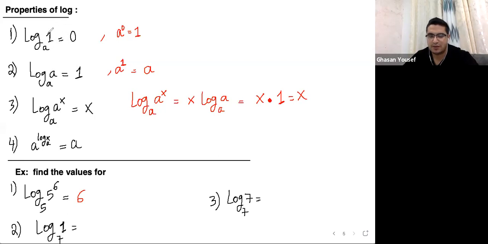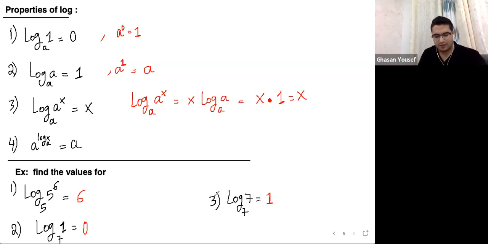Zero, always. The logarithm of 1 is always 0. So the logarithm of 1 to the base 7 is always 0. Now the logarithm of 7 to the base 7. By property number 2, it is exactly 1. So the answer here is 1.